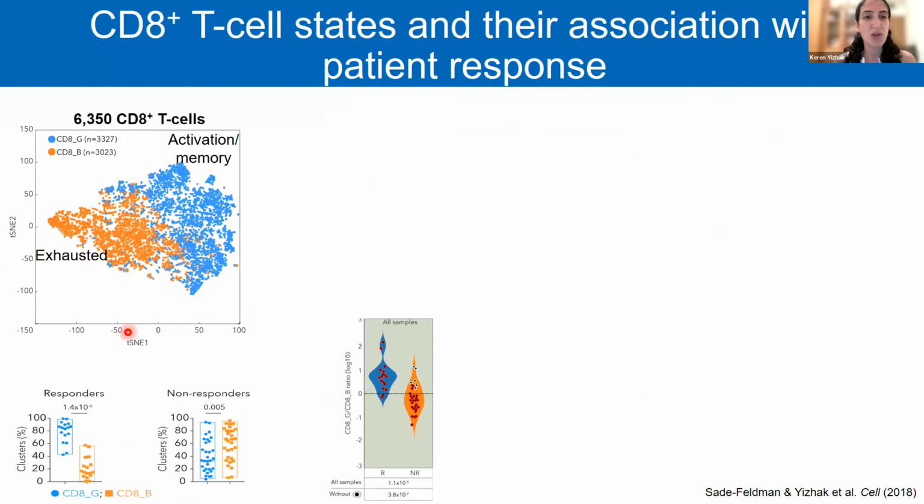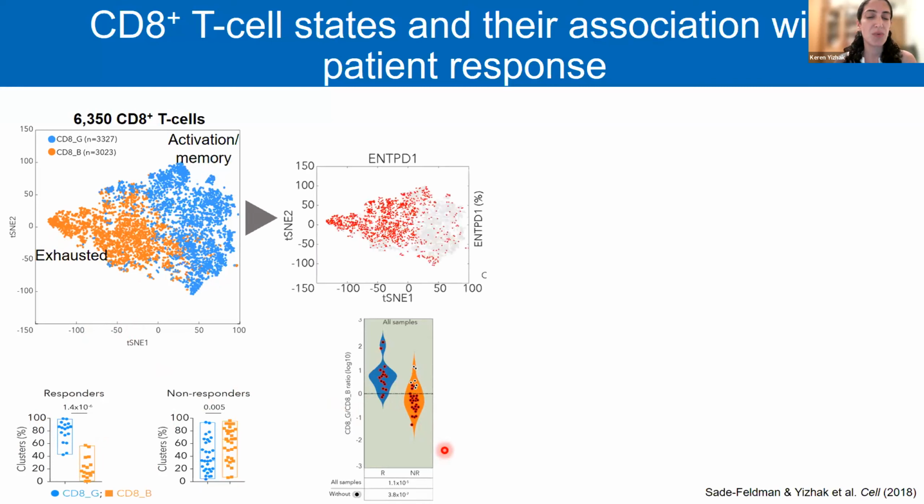Both of them coexisted in each and every one of the patients, but in different ratios, meaning the activated memory T cells were more abundant in responders, while the exhausted T cells were more abundant in non-responders. And you can see here that the ratio between them was a very good predictor of patient response.